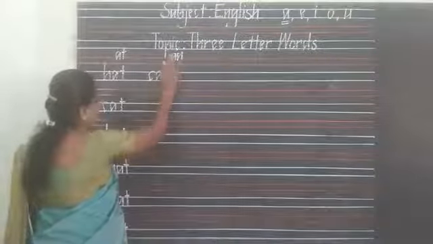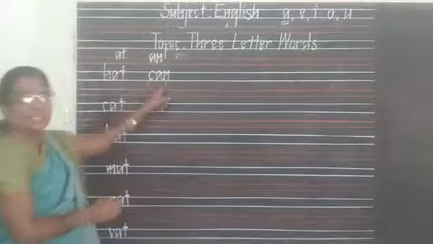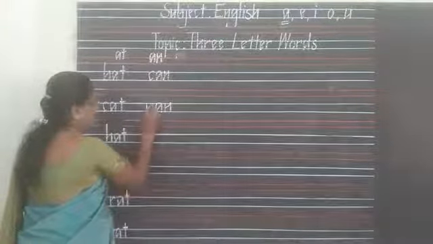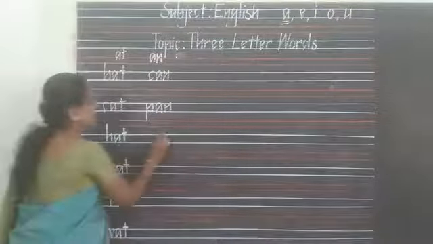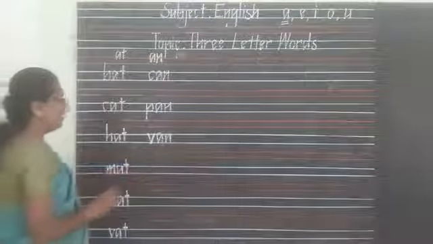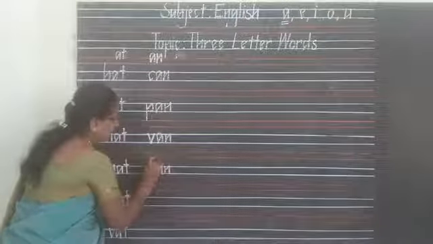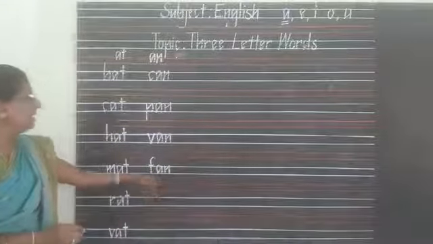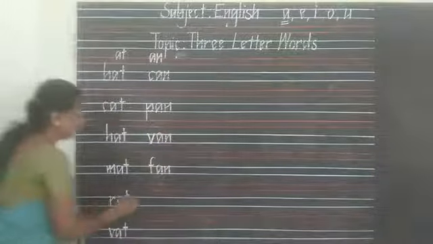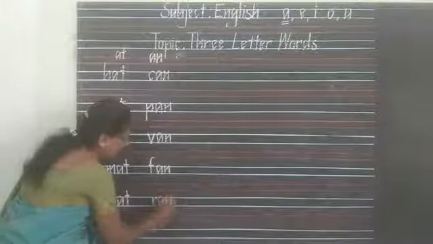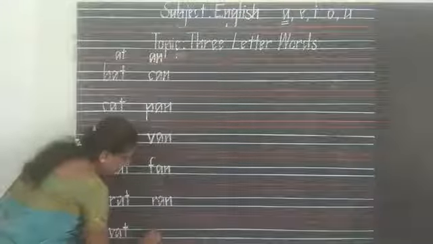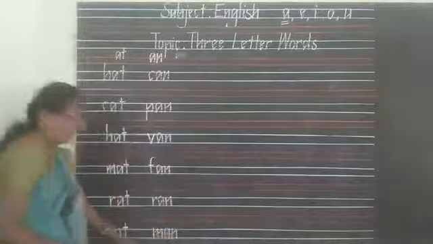C A N, can. A N group of words. C A N, can. Just want to add your P. P A N, pan. Next, A N, and if you add your V, V A N, van. And just want to add your F, F A N, fan. C A N, can. P A N, pan. V A N, van. F A N, fan. R A N, ran. M A N, man.